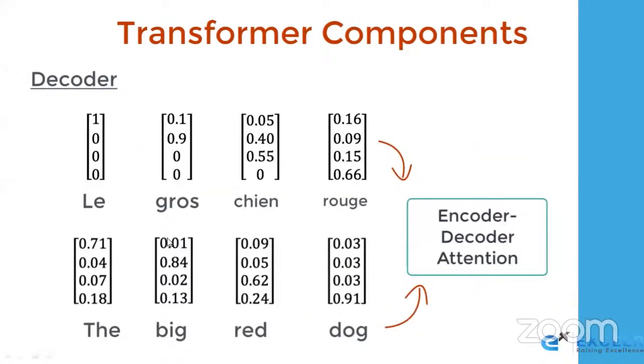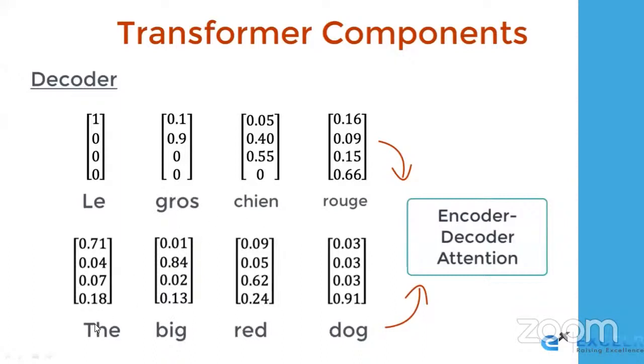Okay, so you can see you'll be having something like this. The input is "the big red dog." For each and every word, you have the attention vectors. And similarly, this is for French, "le grand chien rouge." Which means that for "the" you're going to add "le," and for "big" you're going to add "gros." So it will try to match against each other.